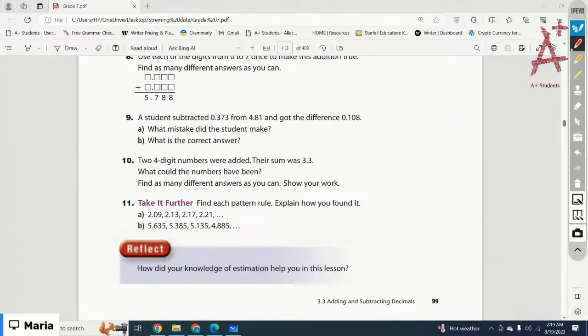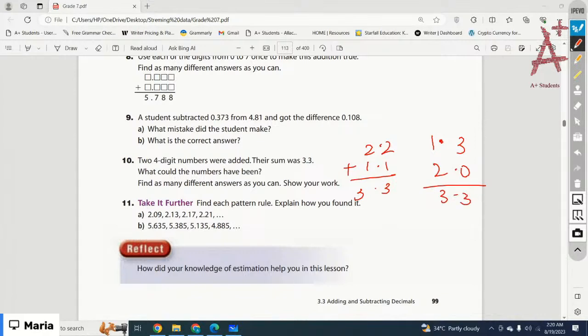Okay, take two 4-digit numbers. Two 4-digit numbers when added, their sum is 3.3. What could be the numbers? Find as many different numbers as you can and show your work. So you have to find two numbers whose sum is 3.3, right? It can be any number you can think. So according to me, they are 2.2 and 1.1, right? That's one answer. You have so many options. The other one is 1.3 and 2.0. So they can be any numbers, right?